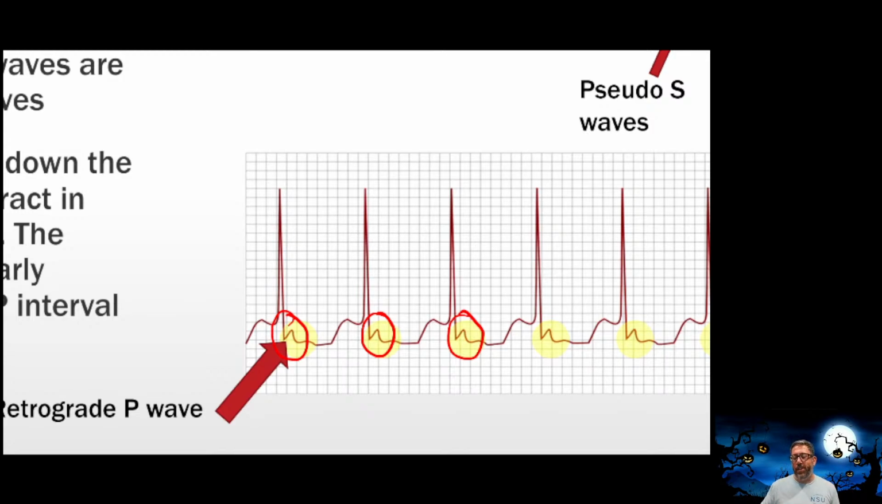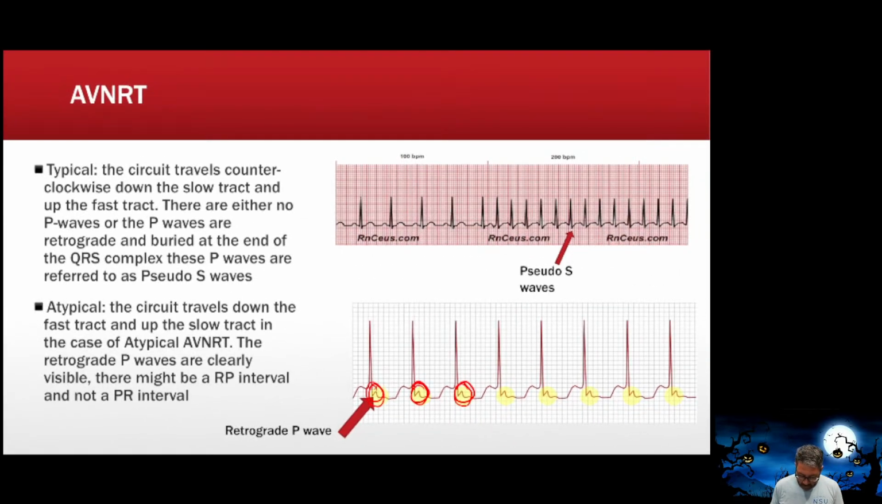AV nodal reentry tachycardia, or AV reentry tachycardia, atrioventricular reentry tachycardia, they are the same thing essentially. We have a reentry rhythm that's causing a circuit to form where the AV node is just cycling on itself and sending signals up and sending signals down. That's why you have this retrograde P wave, because we have an AV nodal reentry tachycardia.